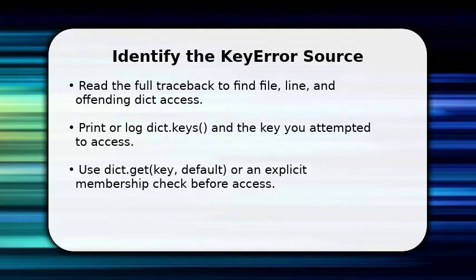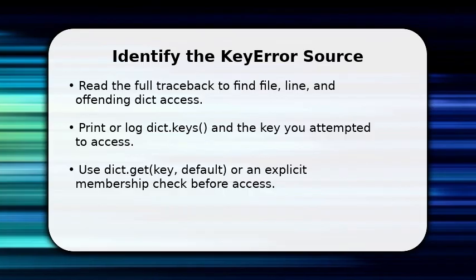You start by locating the exception. Read the traceback to find the exact line. Once located, inspect the dictionary and the key you expected to exist. Print or log dict.keys() and that key so you can see the mismatch.